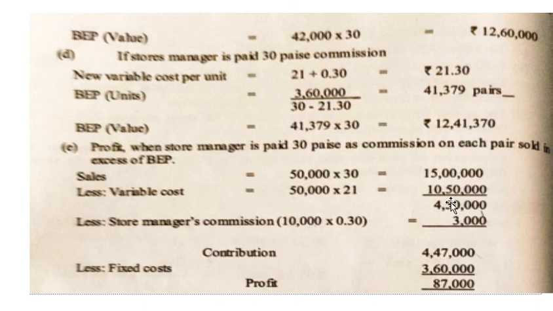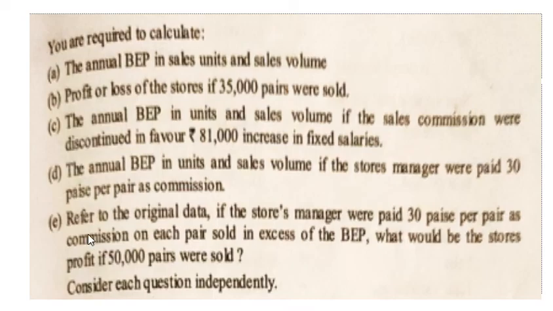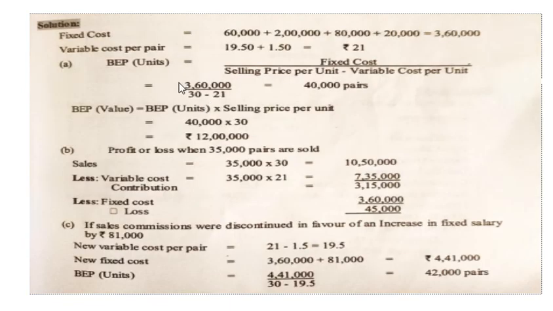So with this we will minus the store manager's commission. The store manager's commission will be charged on 10,000. How did we get 10,000? If you look into the question, they have asked if the store's manager were paid 30 paise commission, that 30 paise commission was paid on each pair sold in excess of the break-even point. So what was the break-even point we got? As per the original data, the first calculation, the break-even point we got is 40,000 pairs. So we need to charge that 30 paise on the excess over the break-even point from the original data.